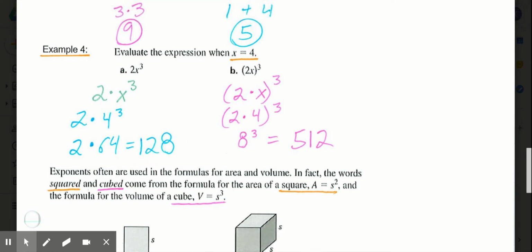In part B, it's also 2x to the third power, but in this case, the 2 multiplied by x is in parentheses, so we have to do that first. So our setup would be 2 times x in parentheses to the third, x gets replaced by 4, 2 times 4 is 8, so then our final answer would be 8 to the third power, 8 times 8 times 8, which is 512.